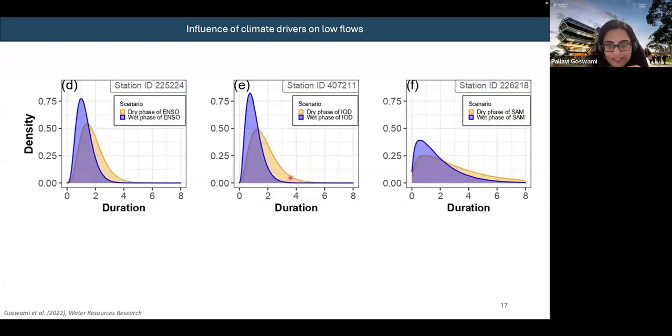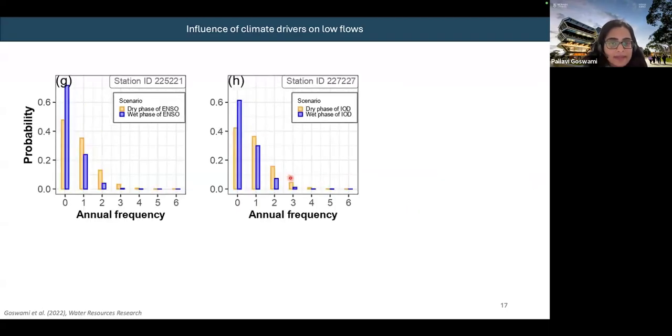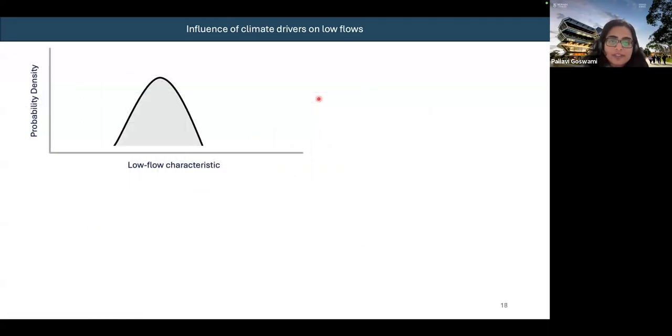Again, for duration, we saw that shift. So the brown curve is slightly shifted towards the right, which means higher likelihood of observing longer duration hydrological droughts when the dry phase is active. And that's for frequency. So similar results for frequency. We've got, again, the same shift happening. So the dry phase is associated with higher annual frequency of hydrological droughts. So that was all with the historic data.